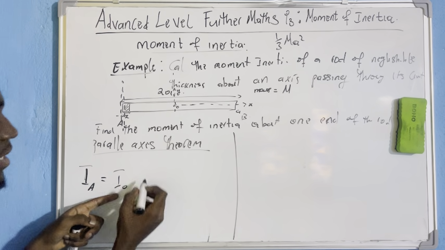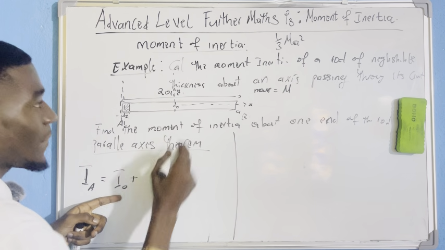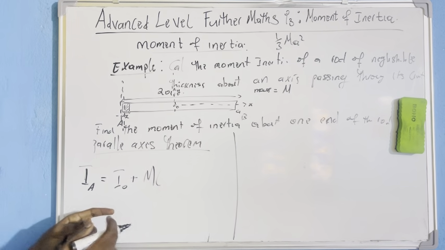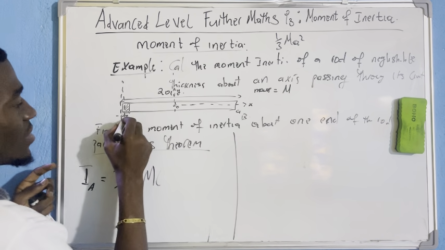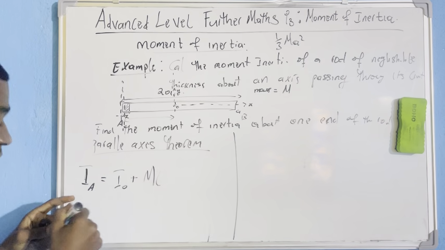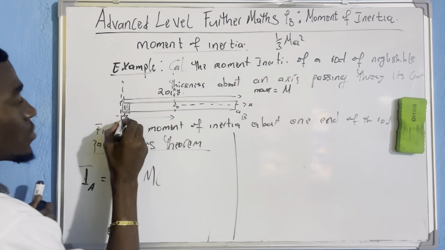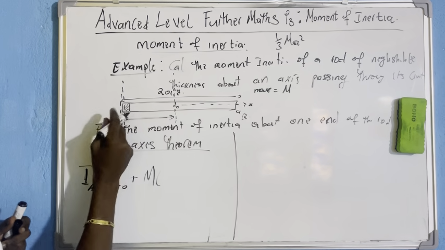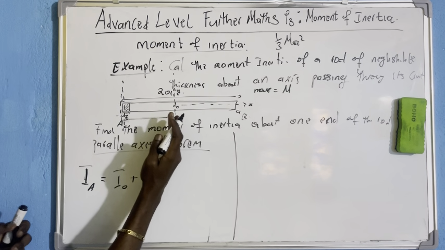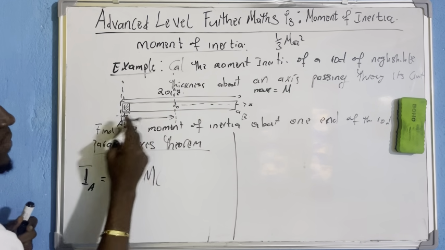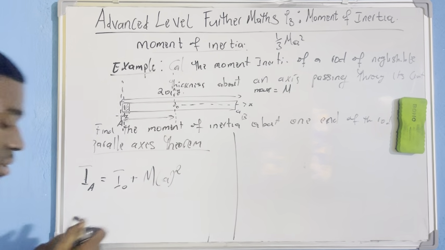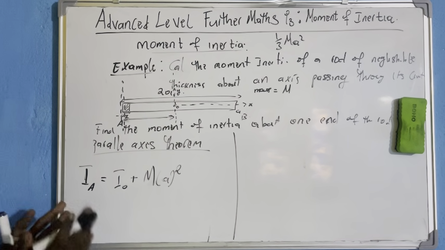O, plus I will take the mass of the rod, which is big M, times the perpendicular distance separating the two axes. This is the distance separating the two axes, the axis passing through the center and the axis passing through one of the ends. That perpendicular distance is A. Then I square it. So that is the parallel axis theorem.